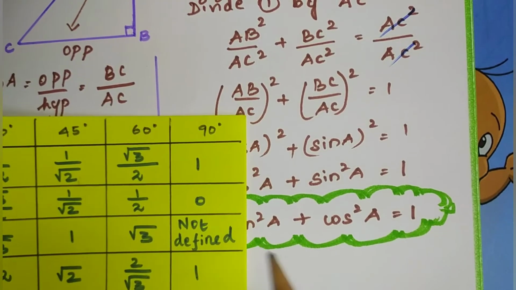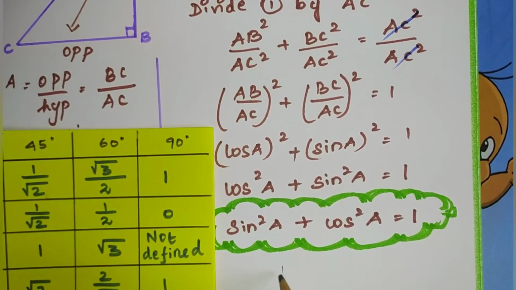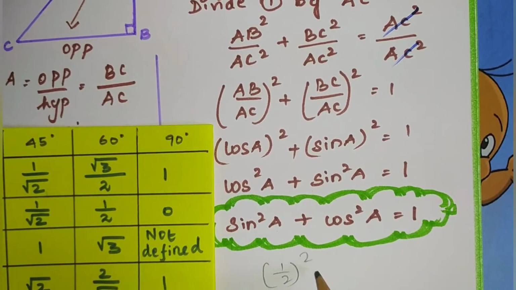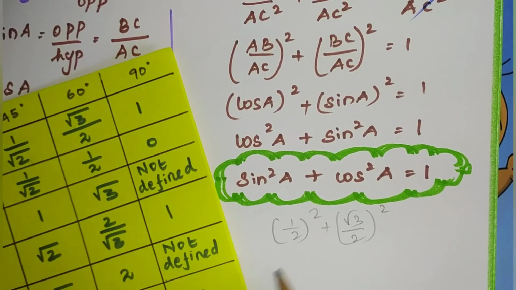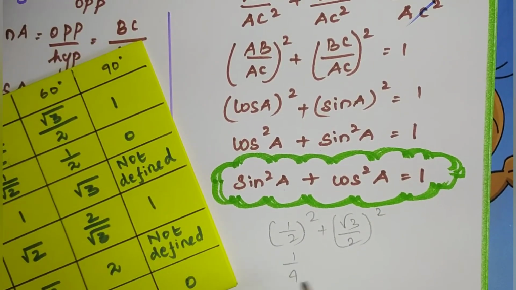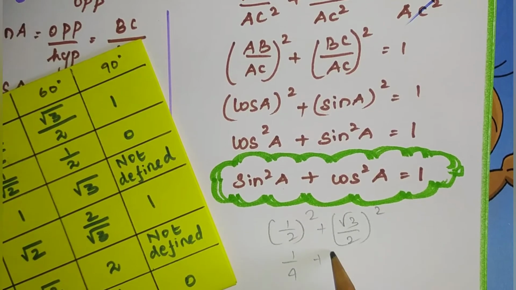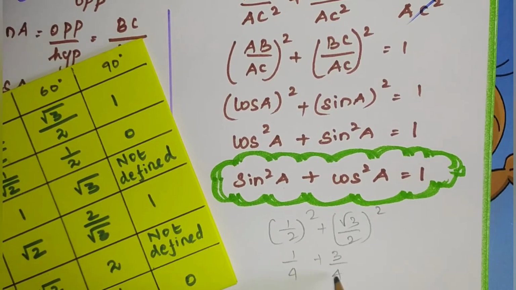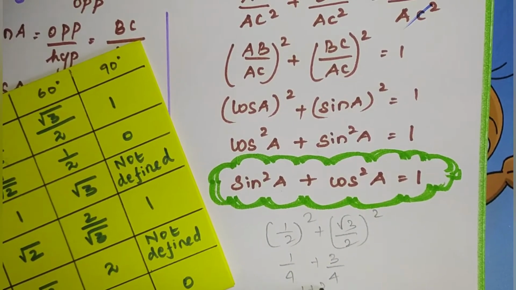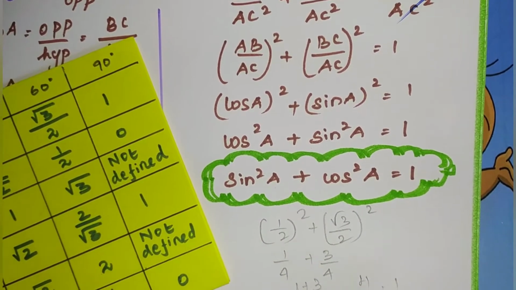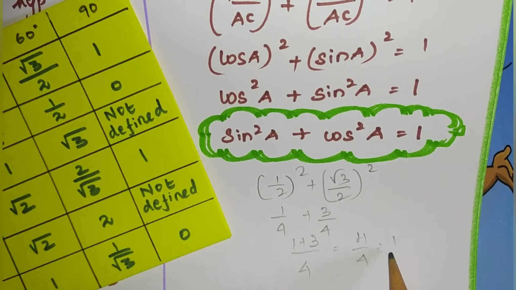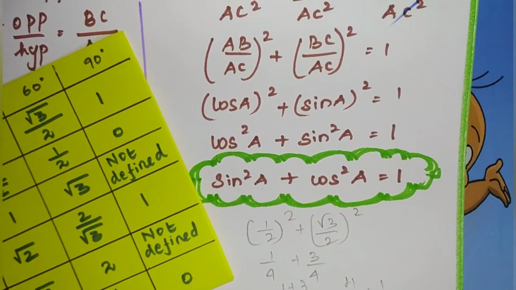That is, if you substitute 30 here, you will get 1 by 2 the whole square plus root 3 by 2 the whole square. If you square this, what will you get? 1 by 4 plus root 3 into root 3, 3 by 4. Take the LCM: 1 plus 3 is equal to 4 by 4, which is equal to 1. So this is true for 30 degree also.